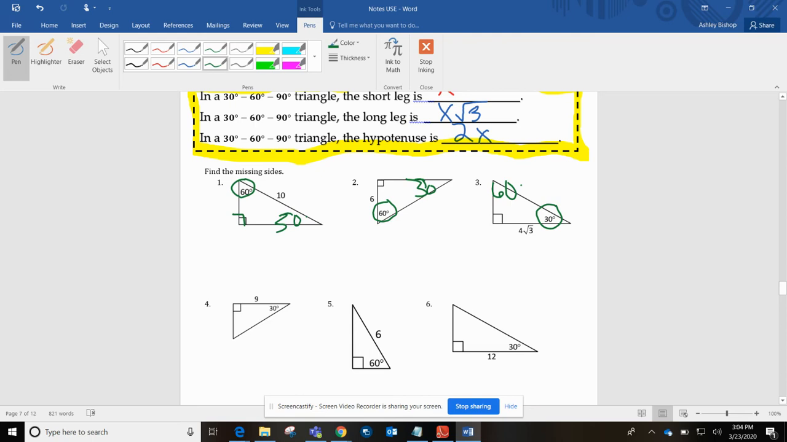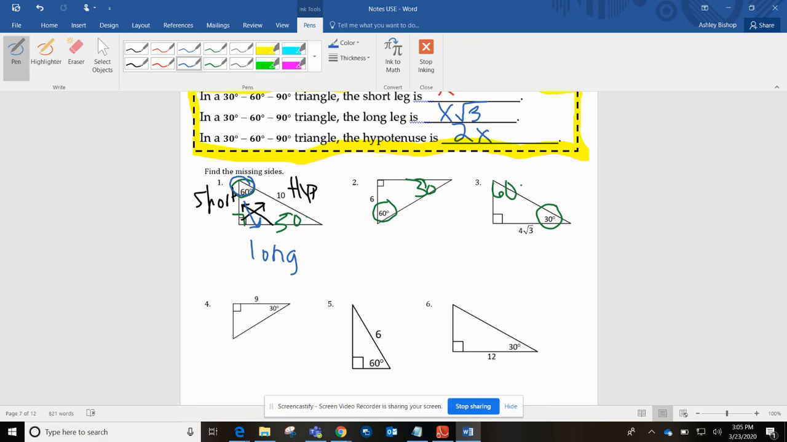Alrighty, and with that being said, we are just going to label our sides now. We're going to label short, long, and hypotenuse. My hypotenuse is across from my right angle. Then here is my 30-degree angle. Remember, across from my 30-degree angle is my short. And then across from my 60-degree angle is my long. Today and only today, we are just focusing on how to label these three sides.